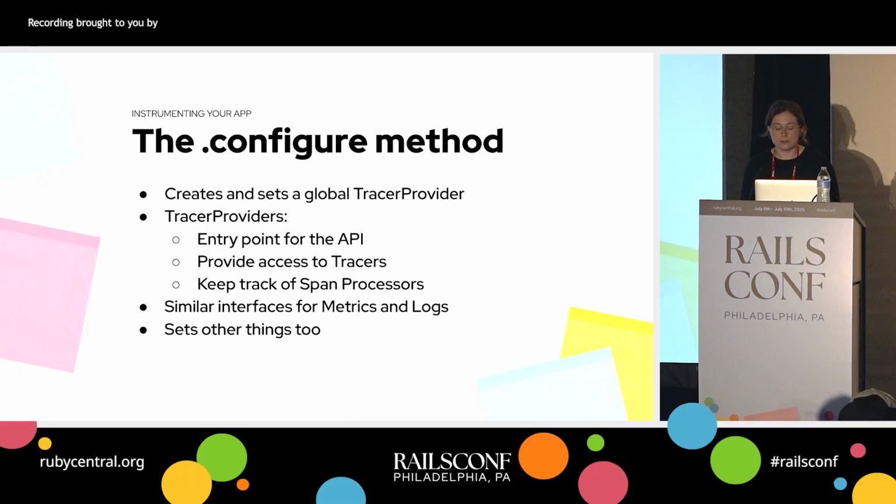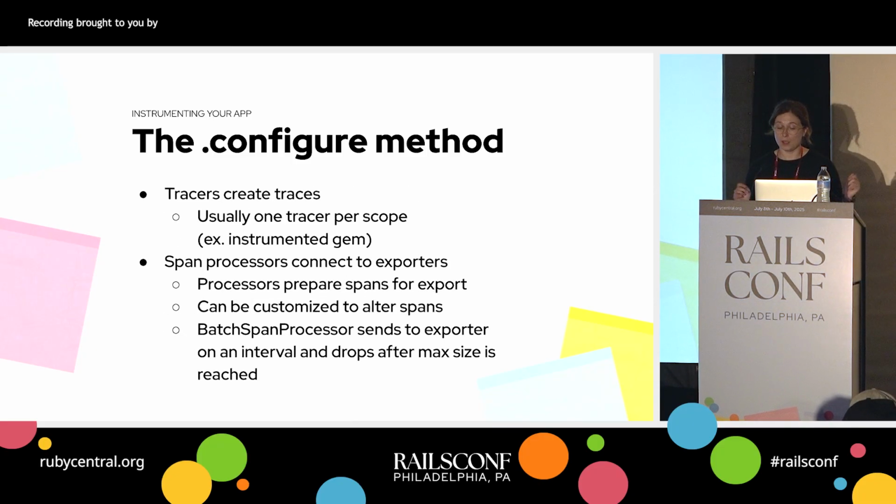There are other things that happen in this configure method too, but they're not really relevant to what we're doing today. Oh, and I have a slide about this. So tracers create traces. There's one tracer per scope, so every instrumented gem has its own tracer. Sometimes inside people's Rails apps, they will choose to create one tracer per area of their application, sometimes by general resource or theme. Sometimes all of their models have a tracer, all their controllers have a tracer. It's whatever dimension, whatever way of slicing the data makes the most sense to you. You can put everything in a single tracer, and that's what we'll do today.